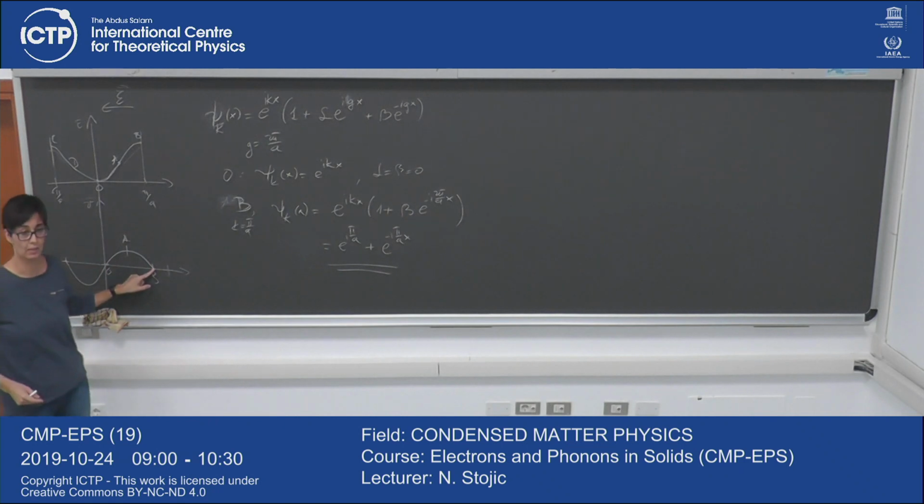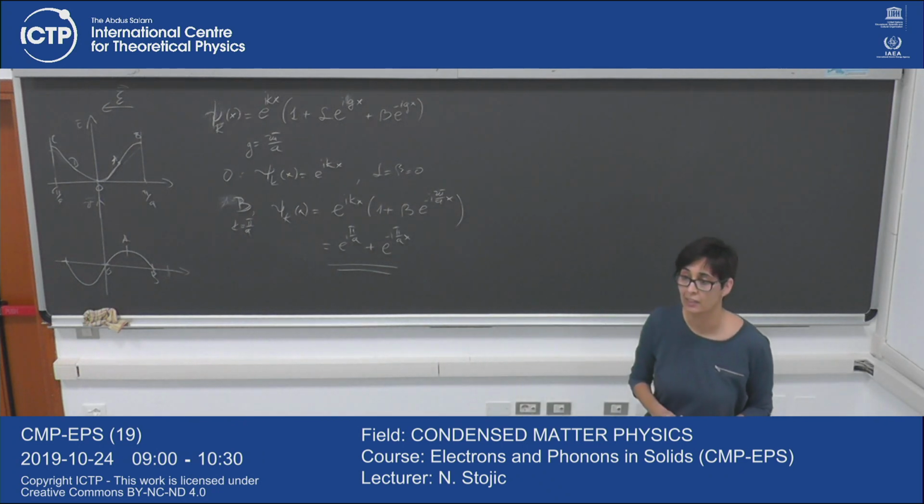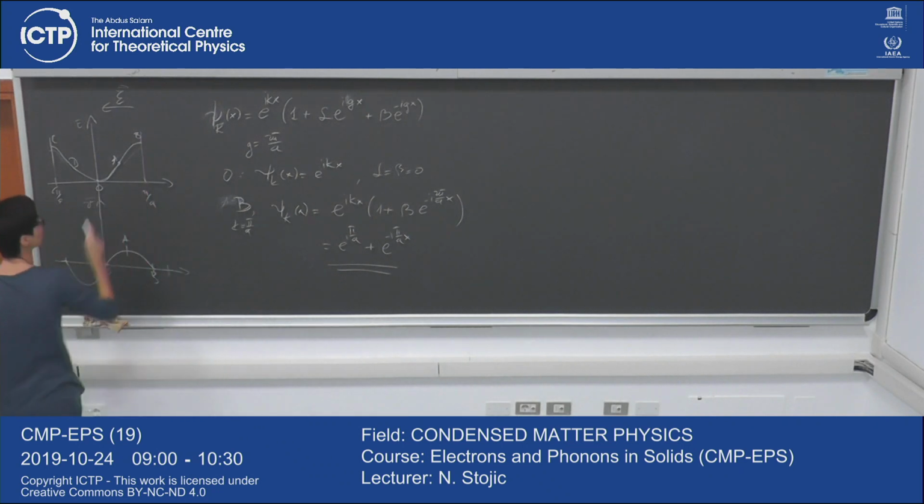Cosine. Yeah, okay, cosine. But it's a standing wave. So at this point, at the edge of the Brillouin zone, your solution is a standing wave. Equal amounts of going left and going right.